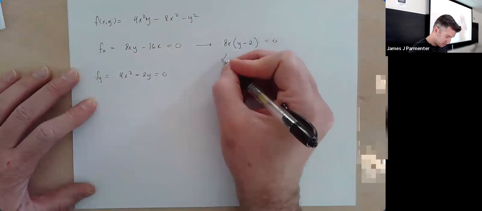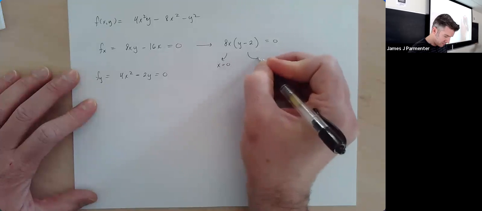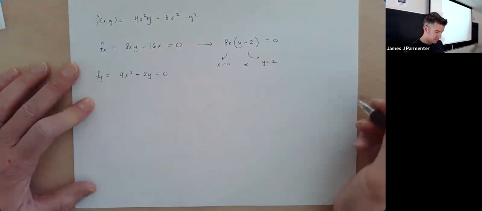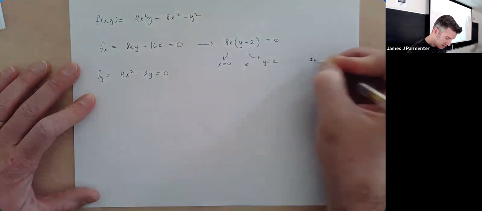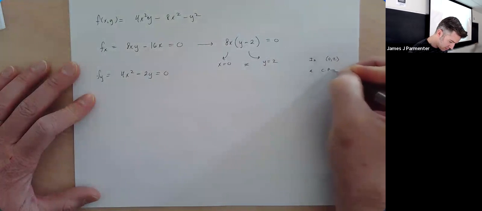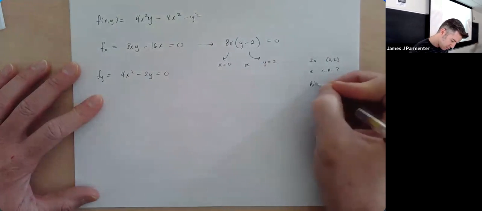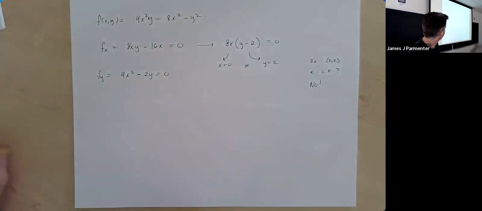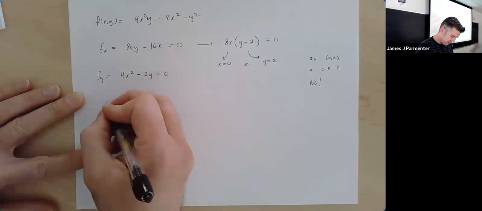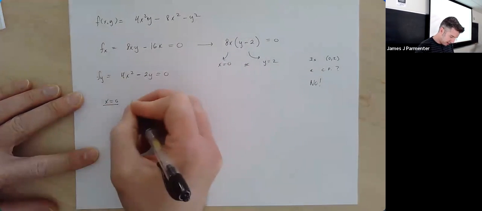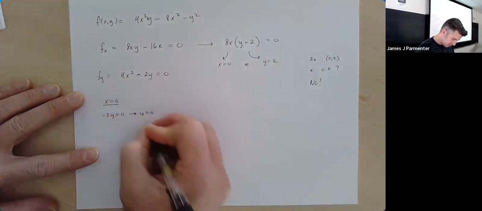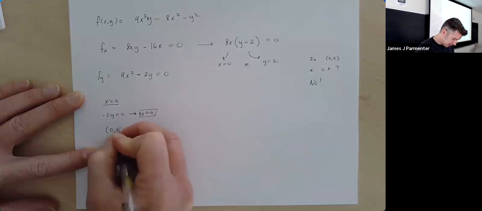I either get x equal to 0, or y equal to 2. Now let me ask you both. Is 0, 2 a critical point? Good. So I want to make sure. So then we take that and we go to the other equation. So if x equals 0, we're going to get negative 2y equal to 0. So we're going to get y equal to 0. So 0, 0 is a critical point.